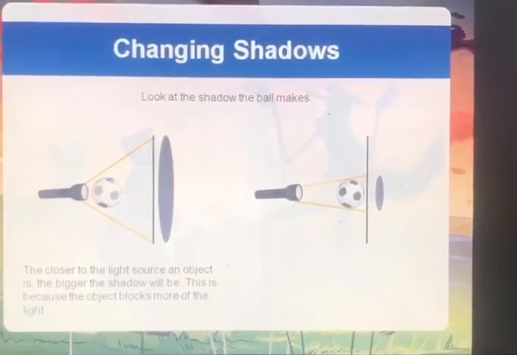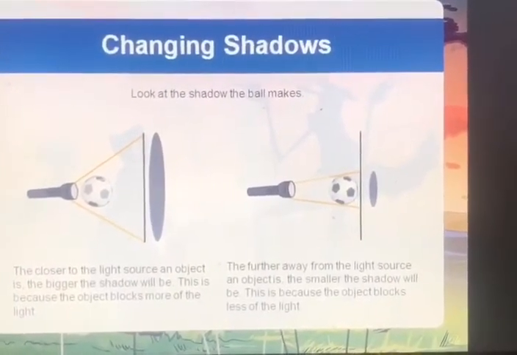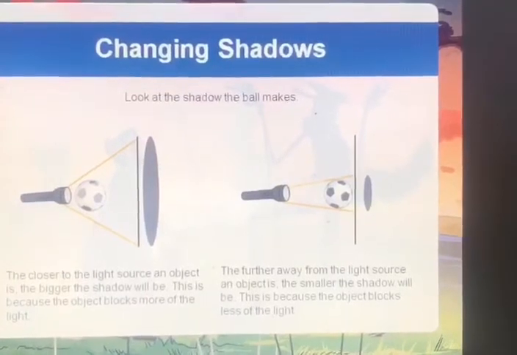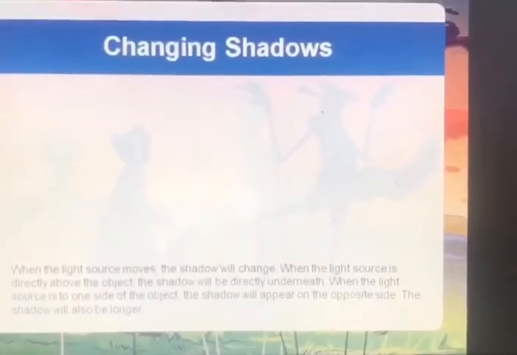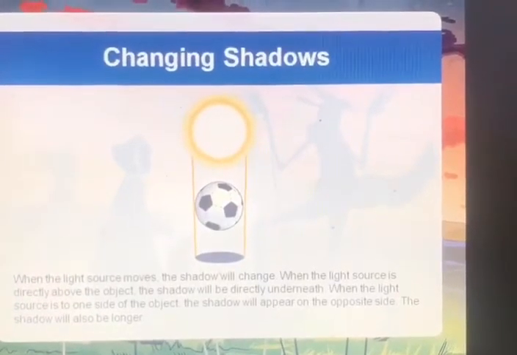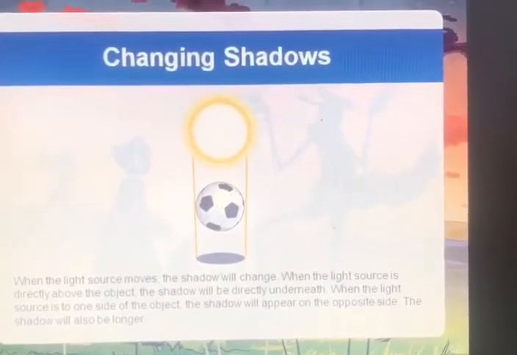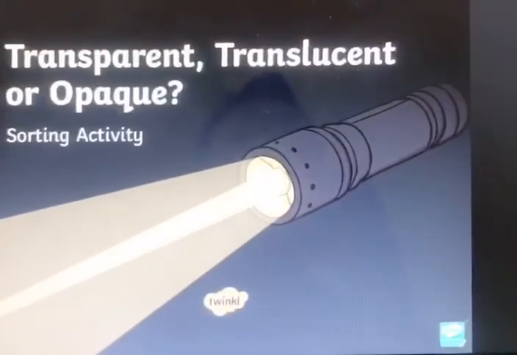The closer to the light source an object is, the bigger the shadow will be. This is because the object blocks more of the light, and the further away from the light source an object is, the smaller the shadow will be. This is because the object blocks less of the light. So when the light source moves, the shadow will change. When the light source is directly above the object, the shadow will be directly underneath it. When the light is to one side of the object, the shadow will appear on the opposite side.